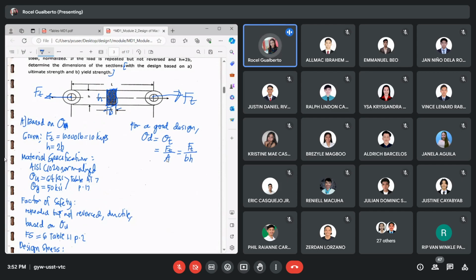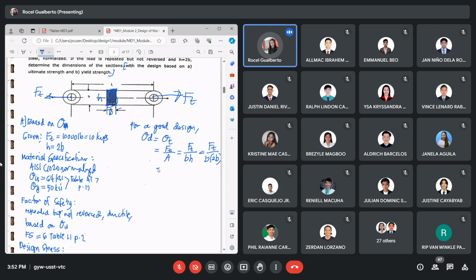So, pinapalitan po yung area. Titingnan mo doon sa illustration po kung ano ba yung given doon sa problem. Okay? And then, here, you have yung relation between H at saka po yung B. You have here H is equal to 2B. So, in place of H, papalitan po natin siya ng 2B. So, this is B and this is equal to 2B.